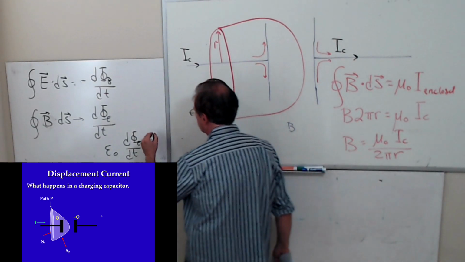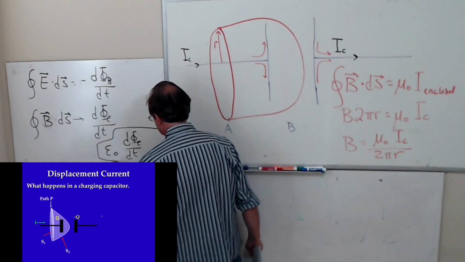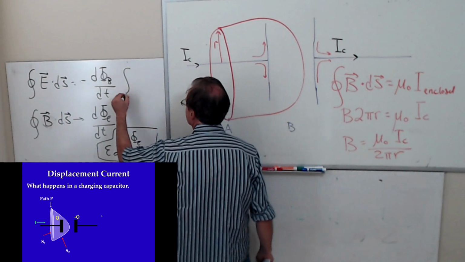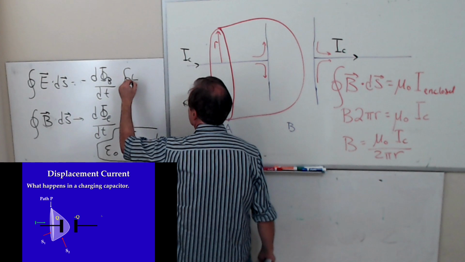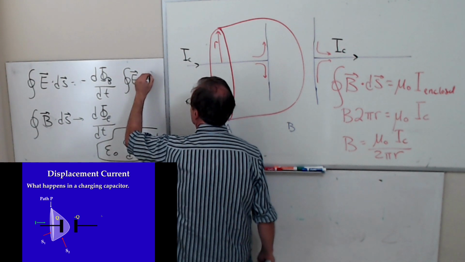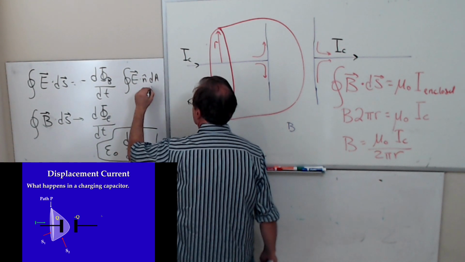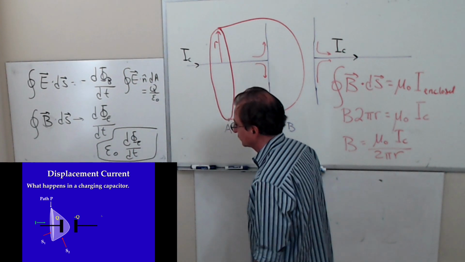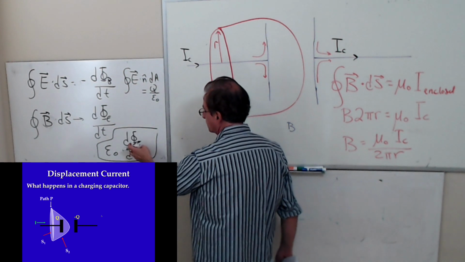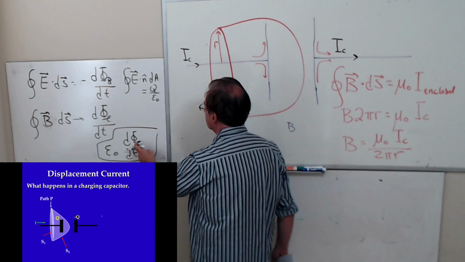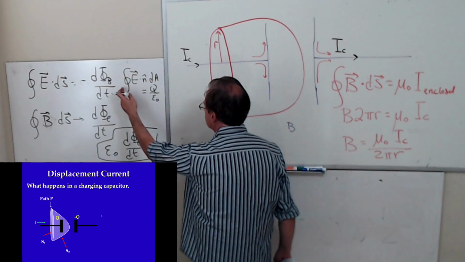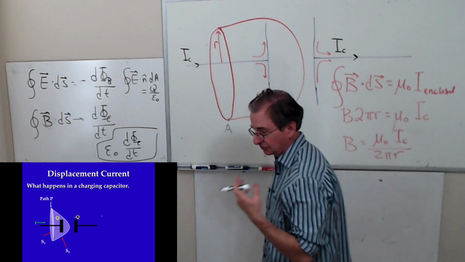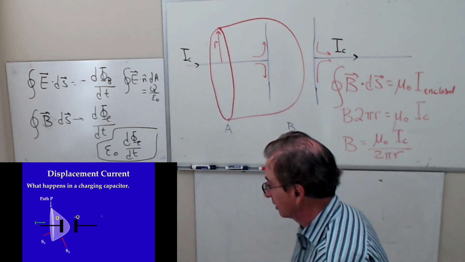This is the missing term. Remember, Gauss's law looked like this. So imagine doing this over an open surface. This is the flux through an open surface, and then multiplying this by epsilon naught. You can see the units of charge there.